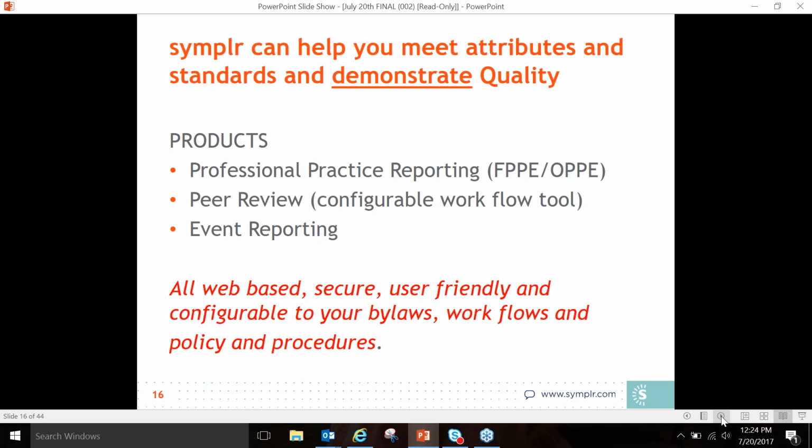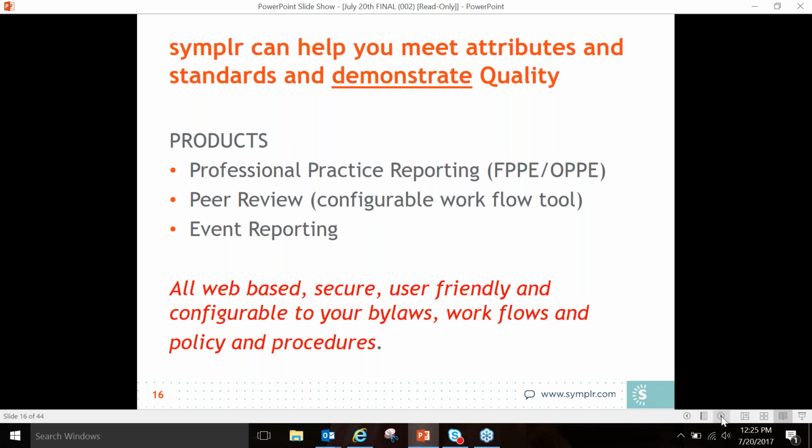So we have 3 quality products that I'm going to be walking through here. And these products will not only assist you in gathering your data, but also reviewing and managing the data for improvements, and also demonstrating and showing the outcome and the action taken and the result, and so on and so forth. So we're going to help you with that whole continuum of care, and that continuum of demonstration that you've provided the care. So these are all web-based products.